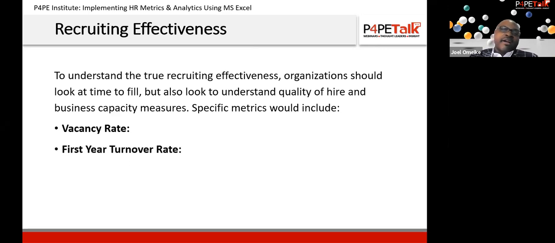First year turnover rate. So you hired a candidate and the candidate resigned within 12 months of joining your organization. You need to track it. You need to know why employees are resigning within 1 year of joining your organization. That is not long enough for retention. So you need to track that one to find out why candidates are resigning within 1 year.